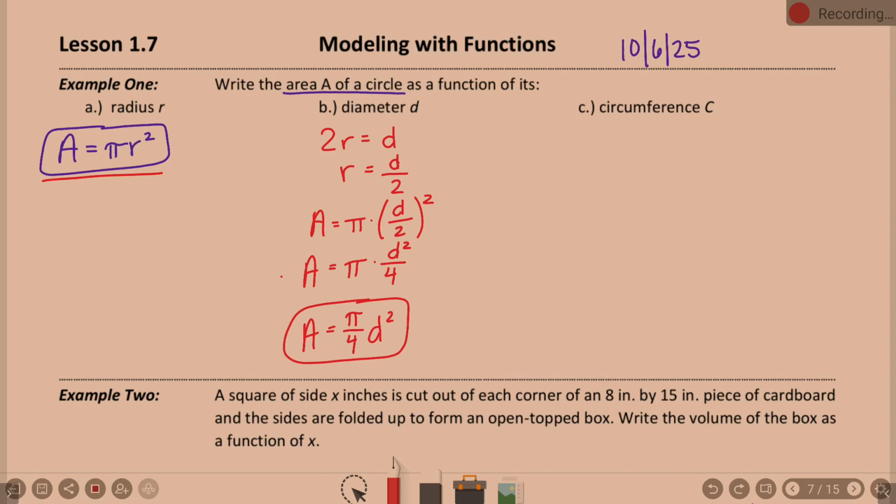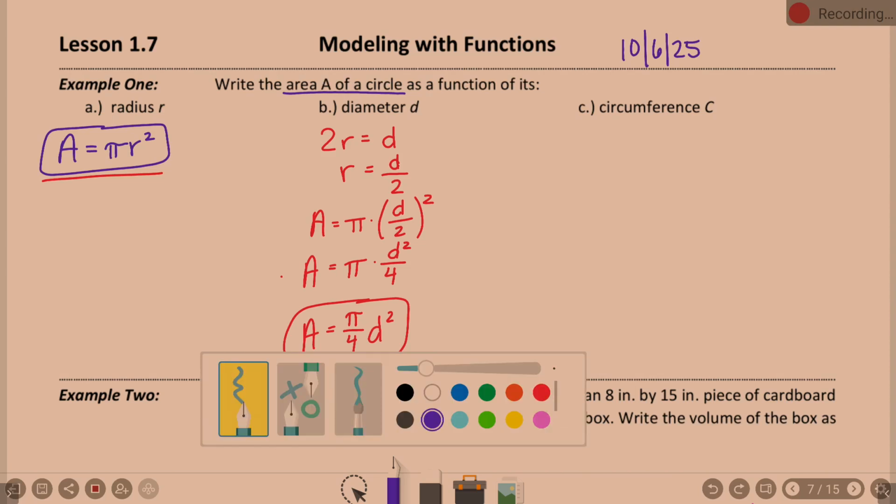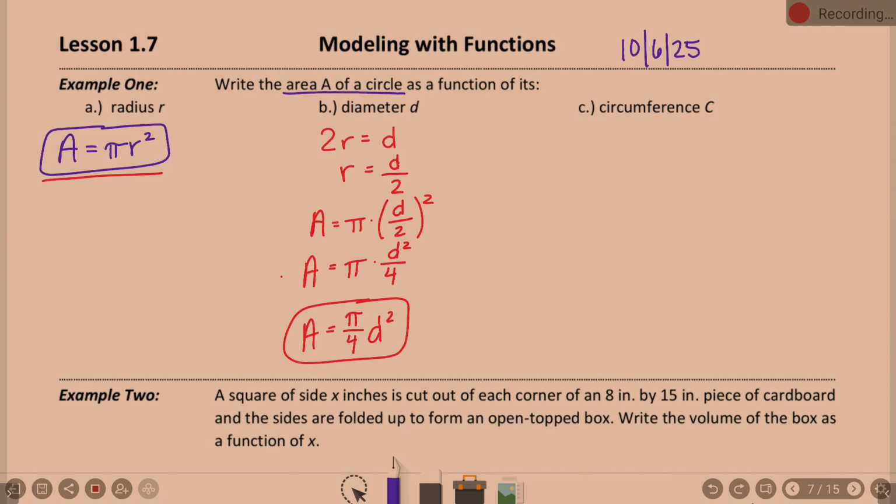One last one. Write the area of a circle as a function of its circumference. So start with facts about circumference. Isn't that like the whole circle, like the outside of the circle? The circumference is the distance around the whole circle. Think perimeter, if you will. We don't call it perimeter, but that's what it's equivalent to. Does it have to do something with like 360?